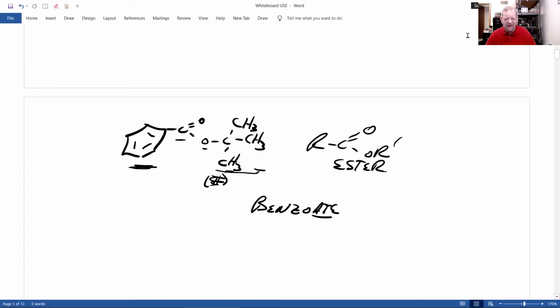And what's my R prime here? What kind of group? Dr. White's favorite, or one of them. I love isopropyl too. And that would be tert-butyl. Benzoate. And that's how you do esters.